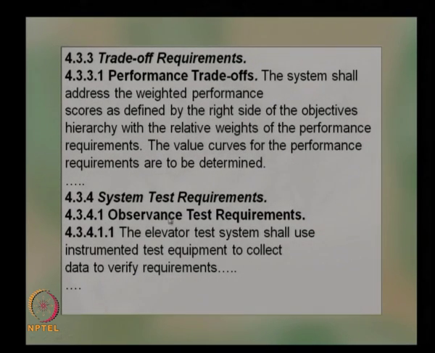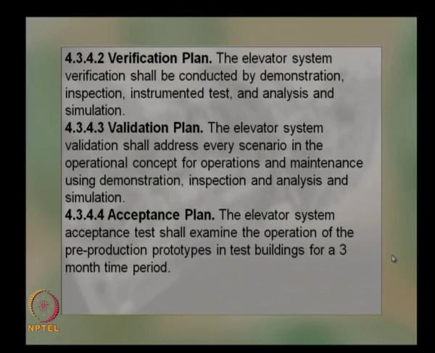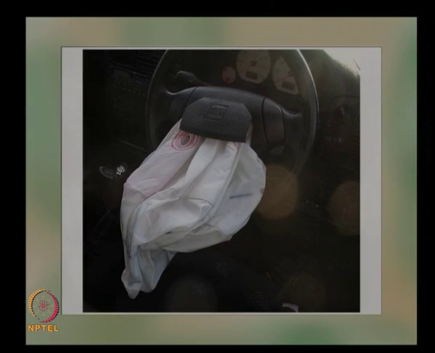In the test requirements, observance test requirements: the elevator system test system shall use instrumented test equipment to collect data to verify requirements. Then the verification plan, validation plan, and acceptance plan. Again, the requirements for all these verification, validation and acceptance also need to be identified and written in the document. Okay, so that is about the requirements documentation.